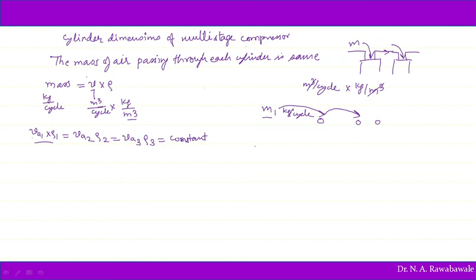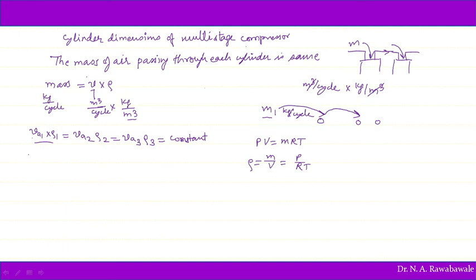Now we know one thing, PV is equal to mRT, so mass per unit volume, M by V, is equal to P by RT. Mass per unit volume is nothing but density. So this is nothing but density. In place of density we can write M divided by V or P divided by RT.